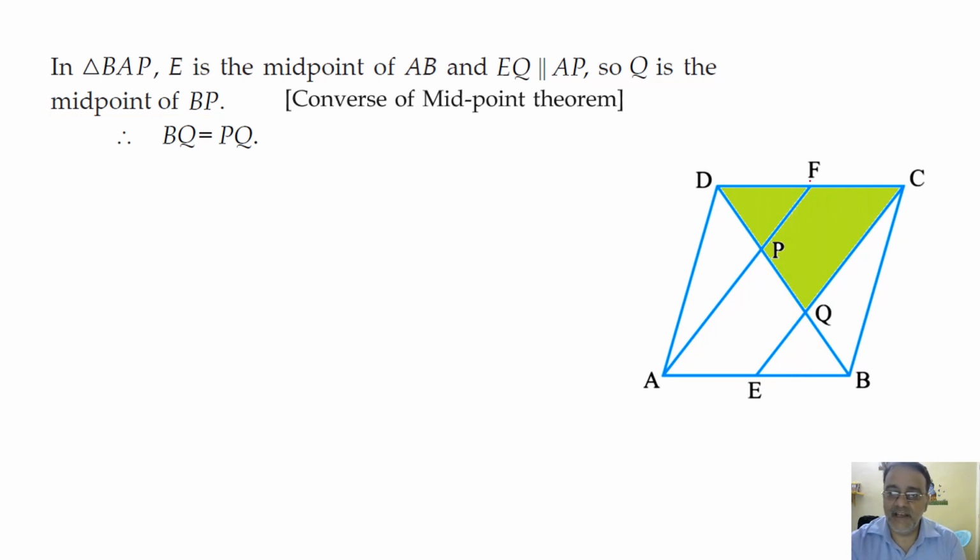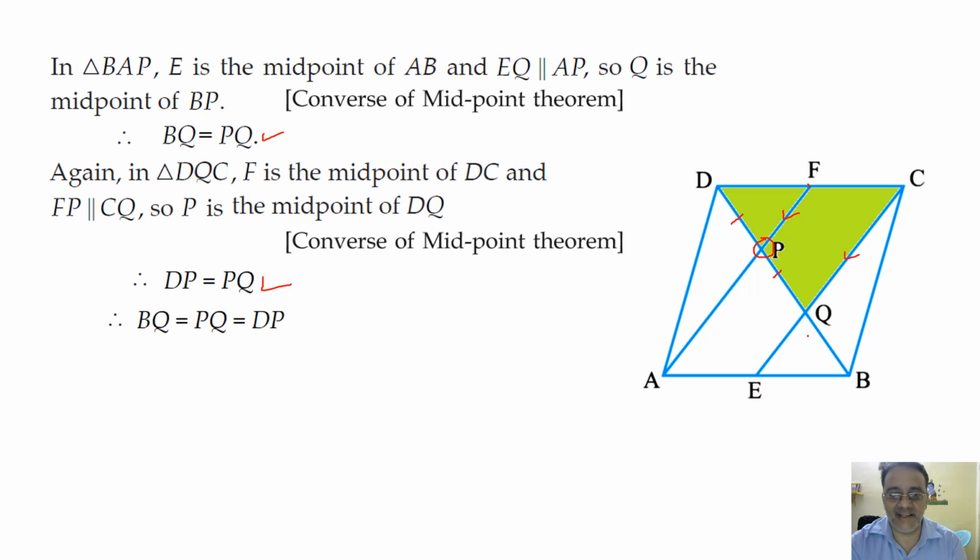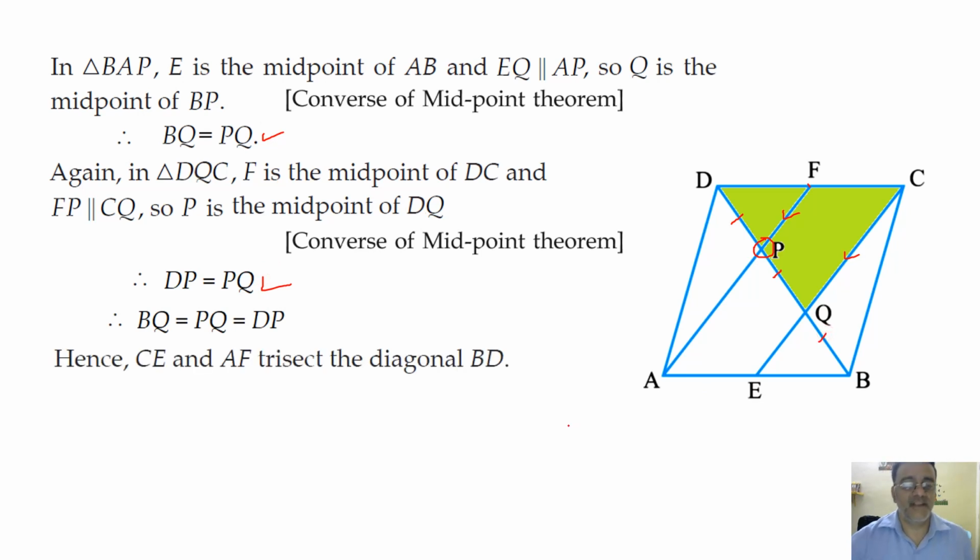Okay, now we'll take this triangle. Look carefully, F is the midpoint of DC and these two lines are parallel. So P is the midpoint of DQ by converse of midpoint theorem. So DP is equal to PQ. If we combine these two, then all three sides are equal. This is what we had to prove. Hence CE and AF trisect the diagonal BD. Any doubt?